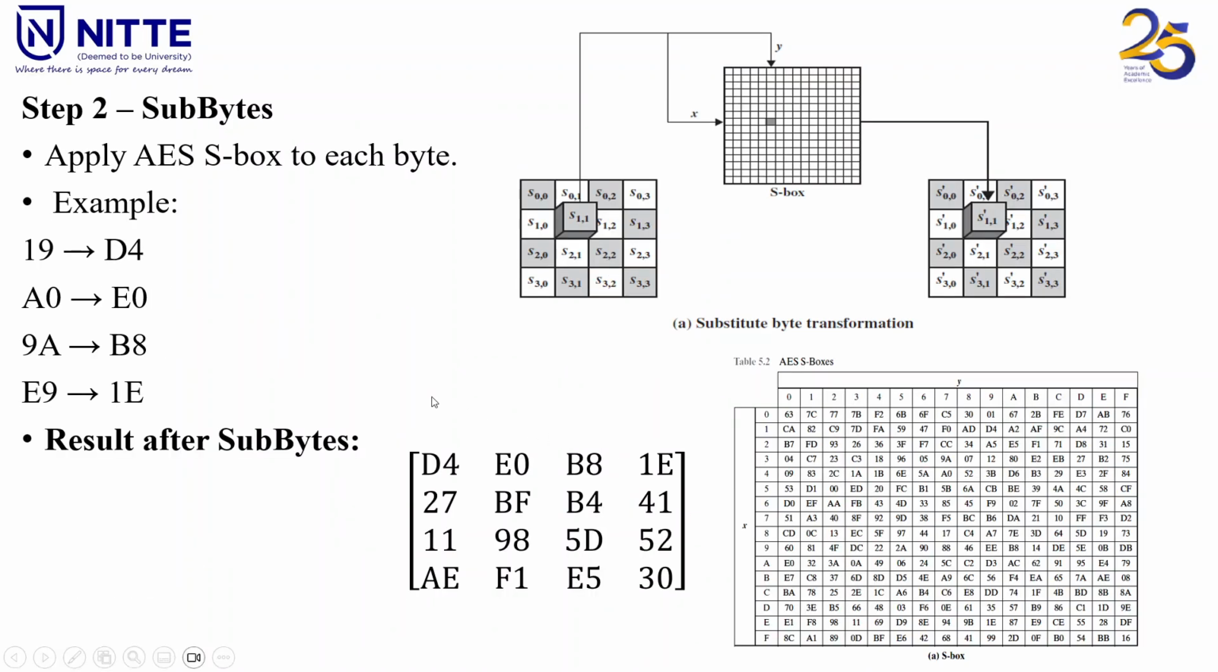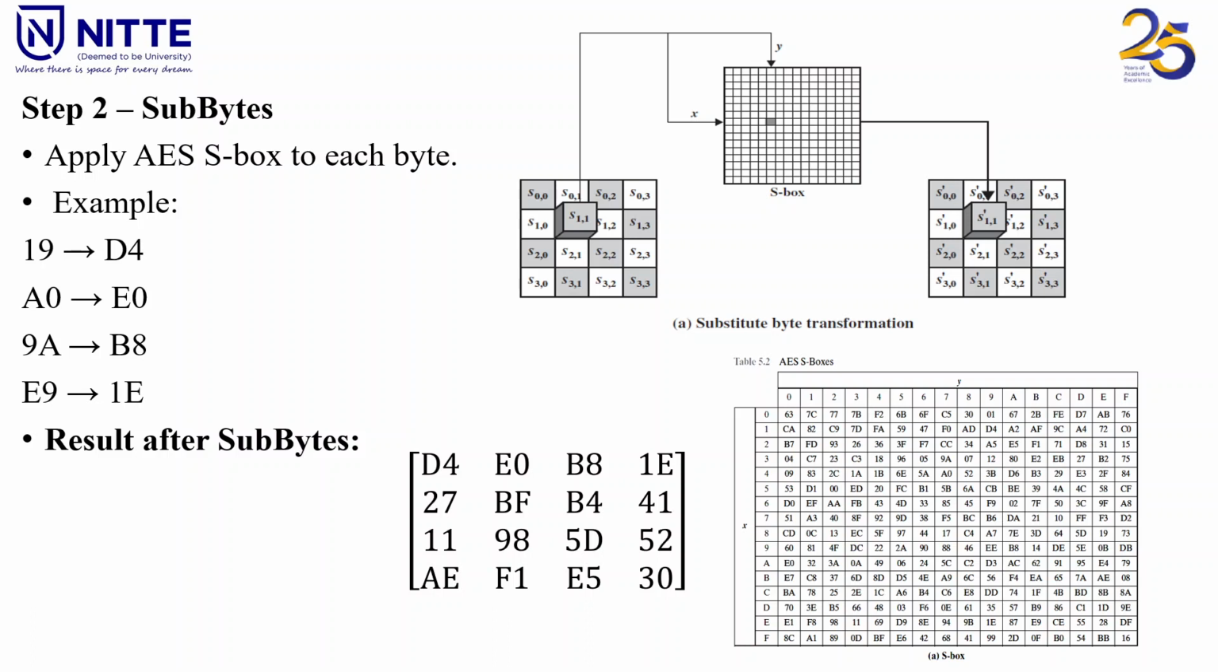When it comes to step 2, we take the output of the very first step. We have taken only the first column values of the previous step, that is 19, A0, 9A and E9. These numbers I replace with respect to the substitution box. We read the value from the 16 by 16 table. This is what we call the encryption S-box, the forward S-box.